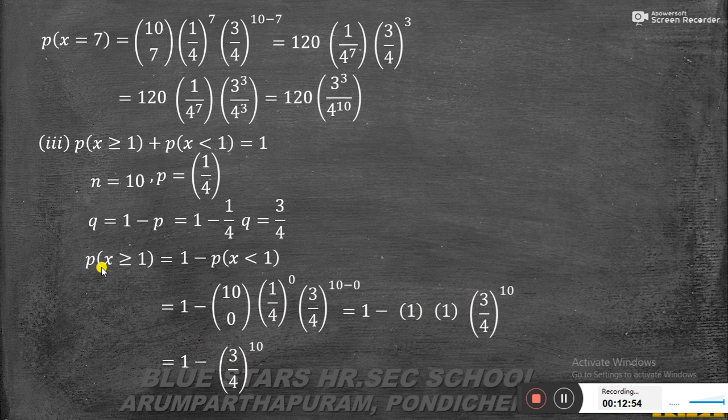This is the value for the probability of x greater than or equal to 1. That means the student has at least one correct answer. This probability represents the probability of the student getting at least one correct answer. The probability of x greater than or equal to 1 equals 1 minus 3 by 4 whole power 10. This is the answer for this probability.